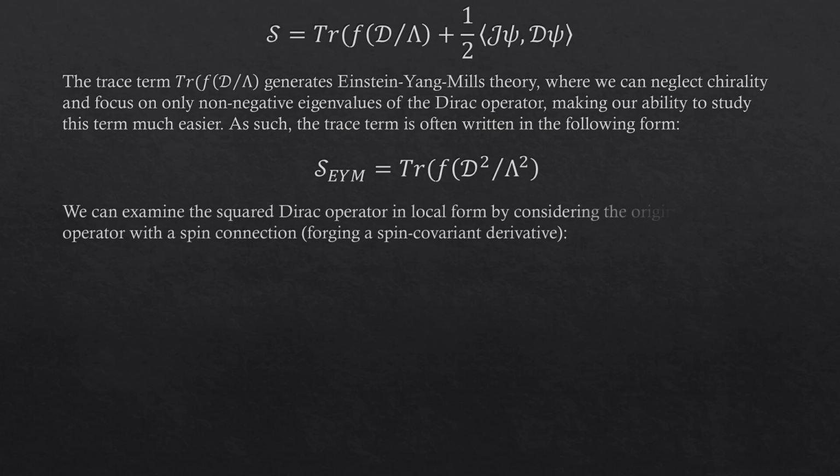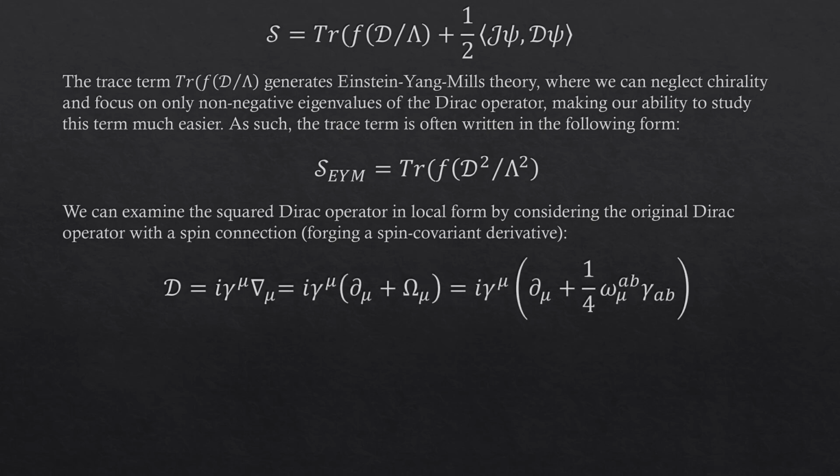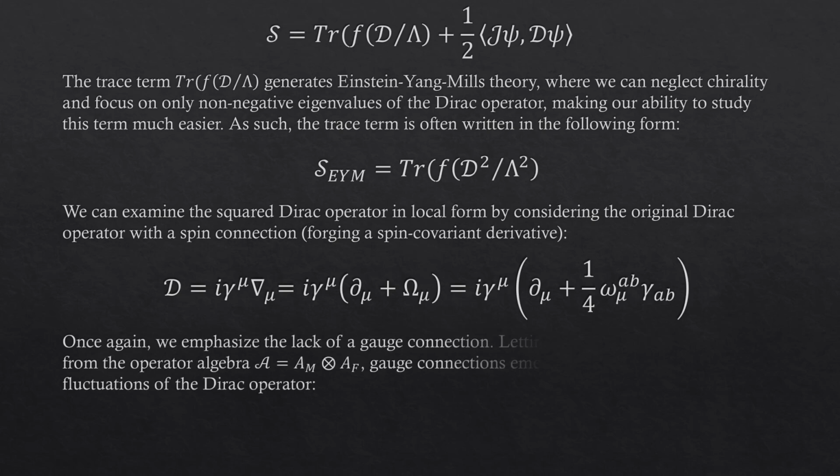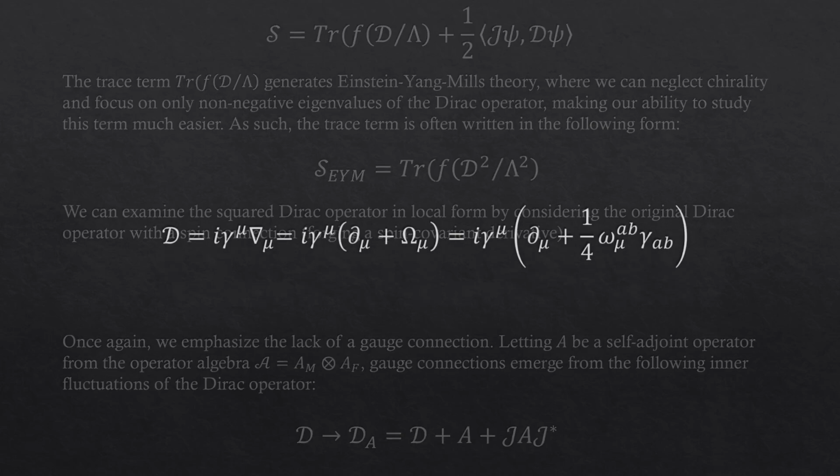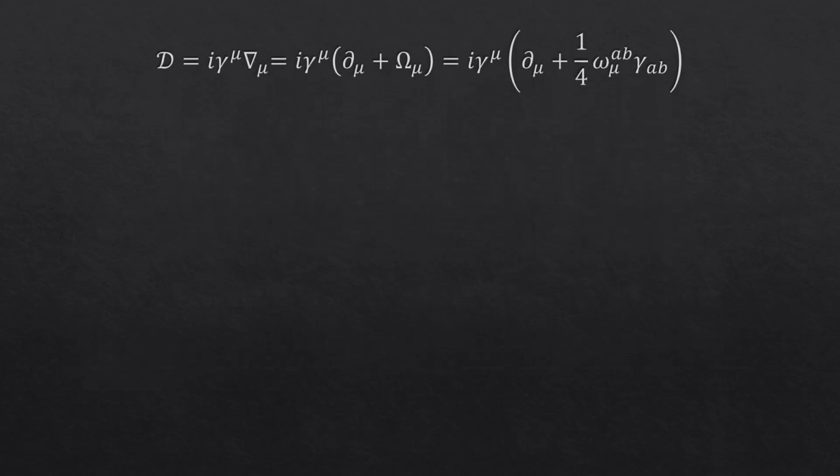We can examine the squared Dirac operator in local form by first considering the first order original Dirac operator with a spin connection, forming a spin covariant derivative. Once again, we emphasize the lack of a gauge connection. Letting A be a self-adjoint operator from the algebra A equals A sub m cross A sub f, gauge connections emerge from the following inner fluctuations of the Dirac operator. We can now square the operator to yield the following.